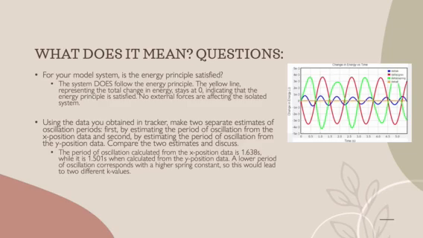And then using the data obtained in Tracker, we can make two separate estimates of the oscillation period, using the x position data and the y position data. When we do this with the x position data, we find 1.638 seconds as the period of oscillation, but with the y data we find 1.501. A lower period of oscillation corresponds with a higher spring constant, so this would lead to two different k values if we were to calculate them this way.